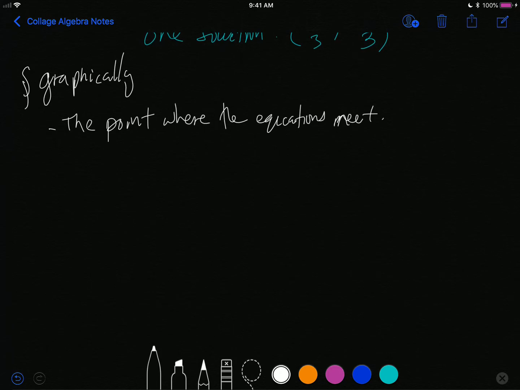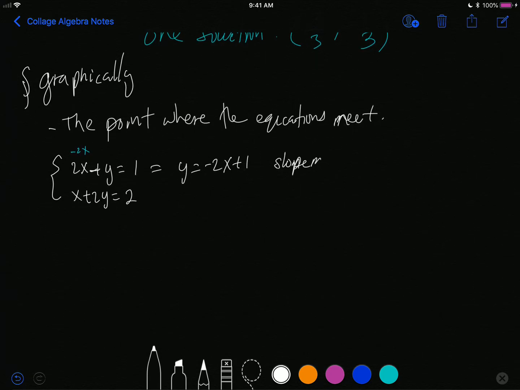Let's go back to that first example again, one last time. I got 2x plus y equals 1, and I have x plus 2y equals 2. Now, if I want to graph the line, I need to put it in slope-intercept form. And so what I would need to do is subtract 2x on both sides, correct? And so that will give me that y is equal to negative 2x plus 1. The slope m is equal to negative 2 over 1, and the y-intercept is equal to 1.